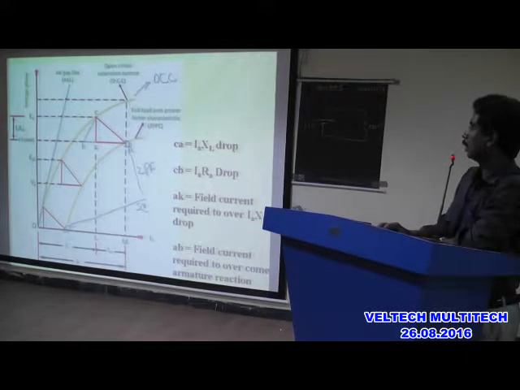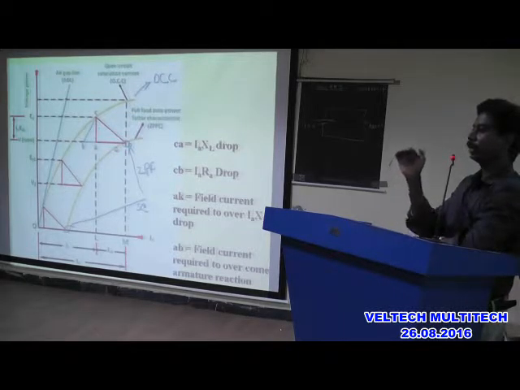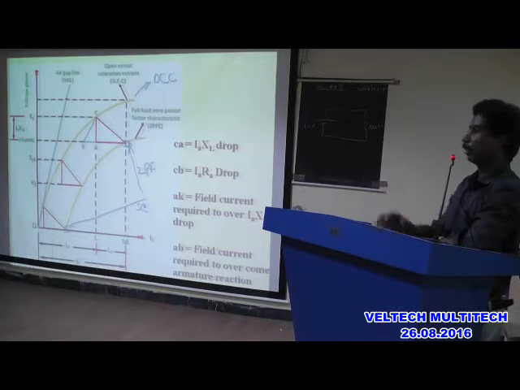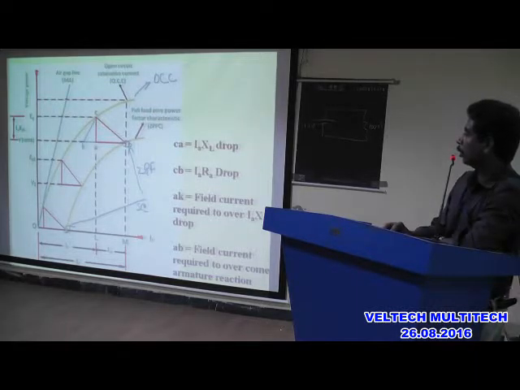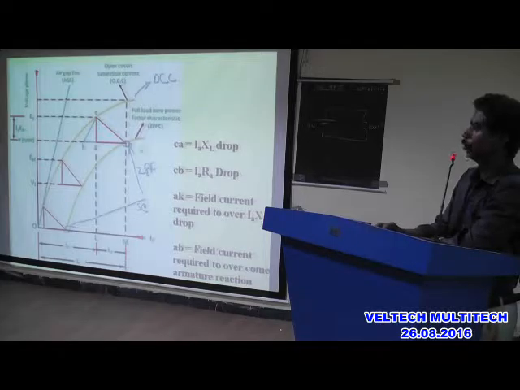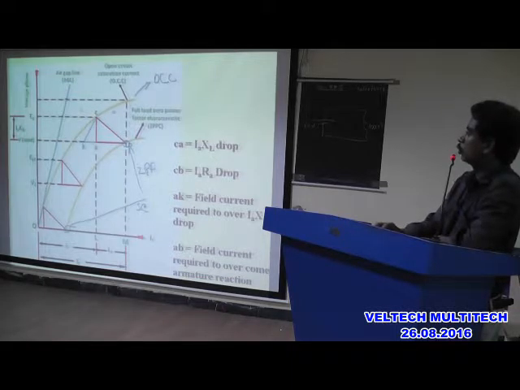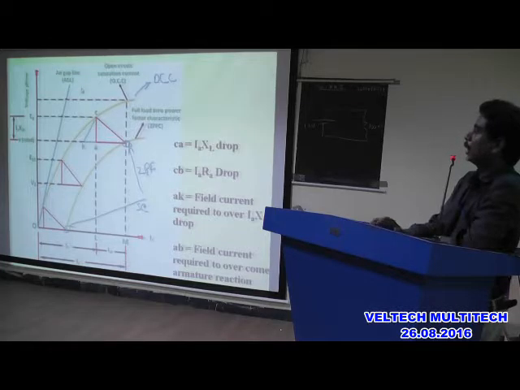Then this is the ZPF data. In ZPF, at full load, what is the terminal voltage? What is the field current? That point you can locate, and then join these two points. You should not join using a straight line. You have to join these two points parallel to this OCC curve. Parallel to the OCC curve, you have to draw this curve. This is called the ZPF curve. So this is the OCC curve, and this is the ZPF curve.